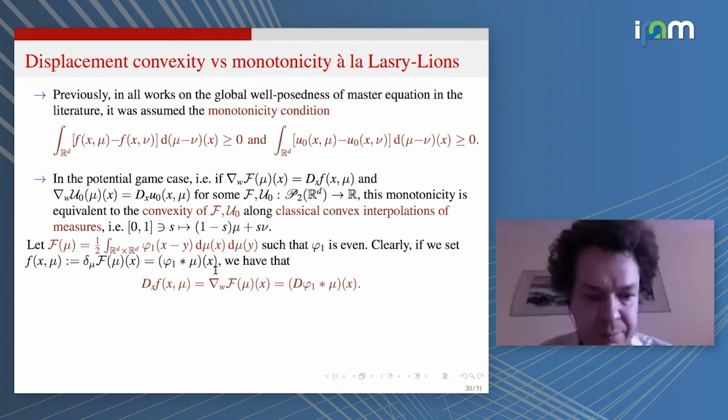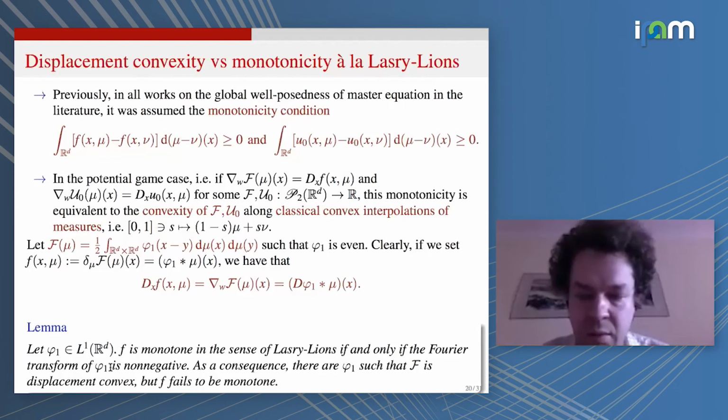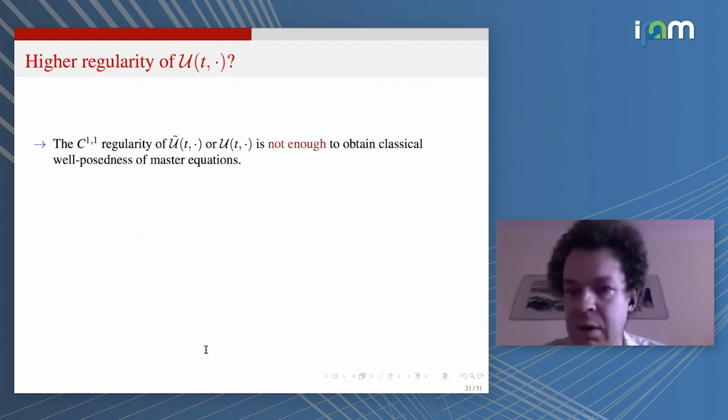And for instance, this is the example that I said. We can cook up examples of interaction energies such that the interaction energy will be displacement semi-convex in the sense of optimal transport, but it fails to produce a monotone coupling. So for such interaction energies, the monotonicity of little f in this interaction energy case is true if and only if the Fourier transform of this phi 1 is non-negative. And of course, we can produce interaction terms which have, at some part, negative Fourier transforms, but nevertheless they are semi-convex in the classical setting, so they can produce displacement semi-convex energies. So this is a parenthesis that I will go back to.